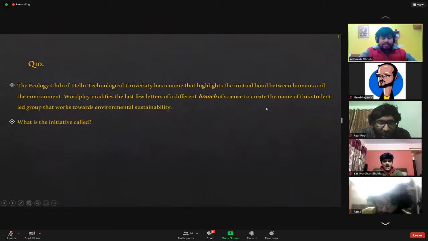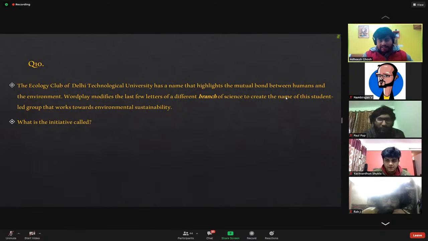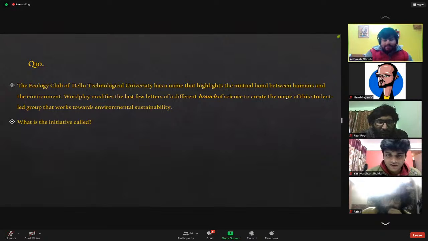Right, question number 10. The Ecology Club of DTU has a very nice name that highlights the mutual bond between man and the environment. Wordplay modifies the last few letters of a different branch of science to create the name of the student-led group that works towards environmental sustainability. So what is the initiative called, or what is the club called? Think about mutual bonds and think about how the name of a different branch of science is being changed slightly.